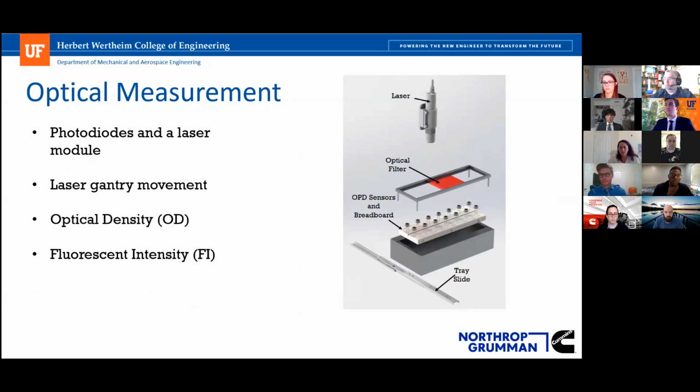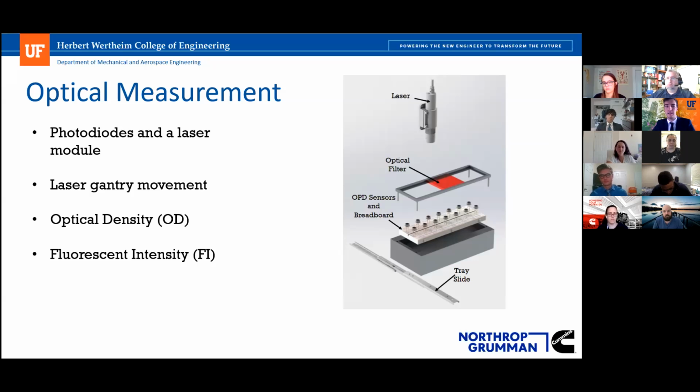So I'm going to talk a little bit about the optical measurements. We use a combination of photodiodes and a laser module to take our measurements. On the liquid movement system, the gantry has the laser attached so that the laser can reach each of the well locations. And then we have a bed of optical photodiodes as our sensors, which is how we make our measurement.